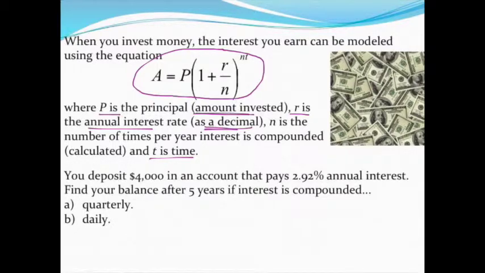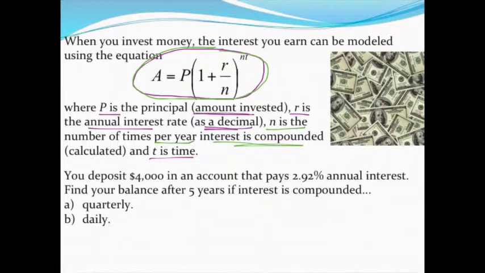So the new part of this model that was not in our previous model was this n value. The n is going to represent the number of times per year that interest is compounded or calculated. So that value can change. For example, if they say the interest is compounded monthly, well, there's 12 months in a year, so n would be 12. So that's really the only new part we need to know about using this model.